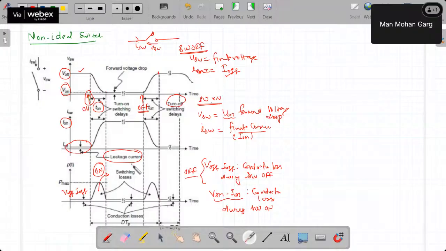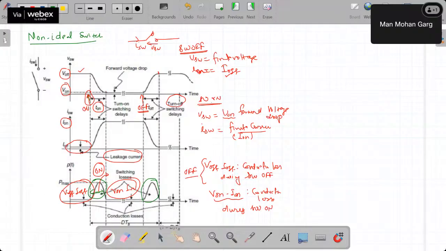So what we see here is that there are losses. One is conduction loss, which is during this V off, I off, and this V on, I on, and another is switching losses. It will be different depending upon the values of V off, I off and V on, I on, right? So this period is related to transient switching loss during the on period. This is switching loss during the off period. Now depending upon T on and T off, these losses may be different, right?